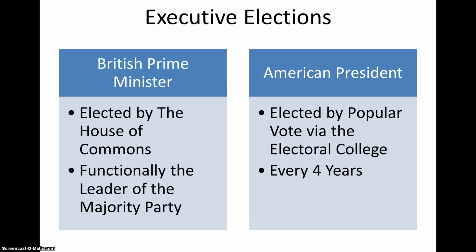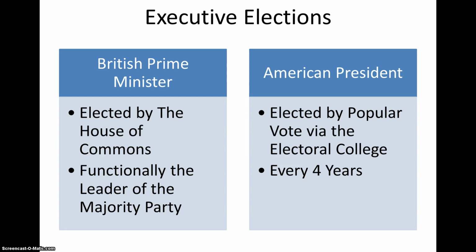Now, if we look at the executive elections, here's where we see a huge difference. The British Prime Minister is elected by the House of Commons. And basically, the British Prime Minister is the leader of the majority party. So, basically what will happen, Commons gets elected, they elect the Prime Minister. Now, in some cases where there is no majority, then parties have to get together, and I'll talk about that.